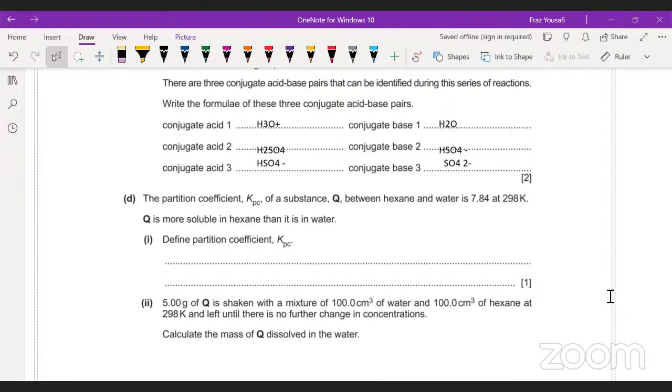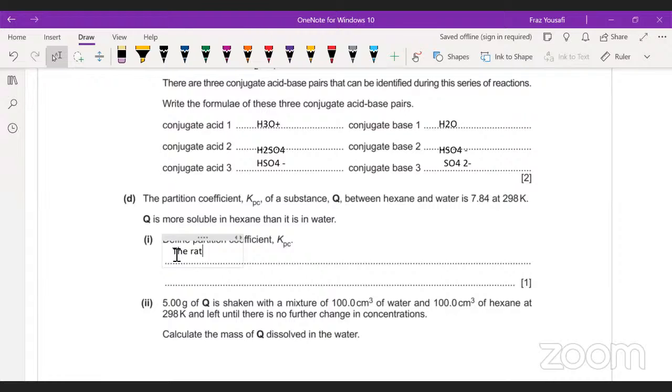Now, the partition coefficient idea. The only reason I've hit this is that it seems to be one of those ideas that we tend to forget. It appears every year, but it's something that you should be very clear in terms of what you're doing with. So the partition coefficient, the KPC in specific, here's the understanding that we want.